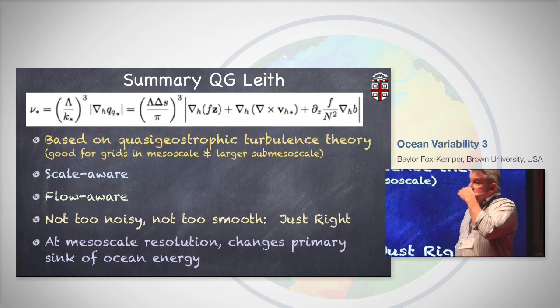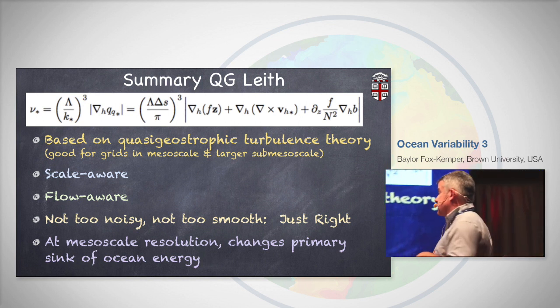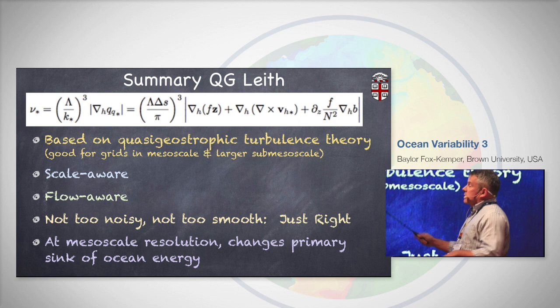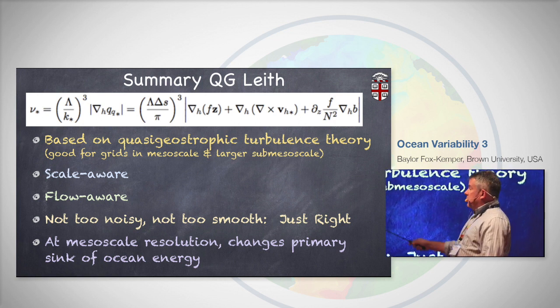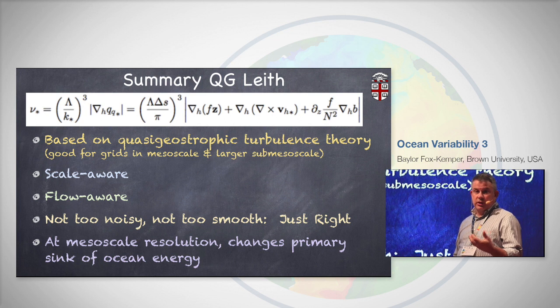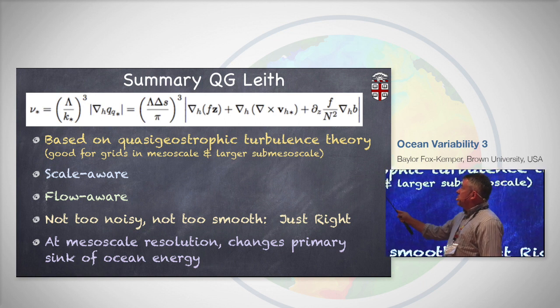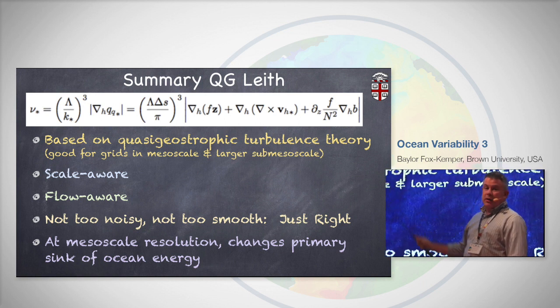All right, so let's summarize this piece, and then I want to move on to talk about the submesoscale, which is more interesting for the biology side. So this is what we do. We basically paid attention to that cascade. We paid attention to the ideas from quasi-geostrophic turbulence rather than three-dimensional turbulence. And that makes this scale aware. It knows what grid scale you're using in your model.